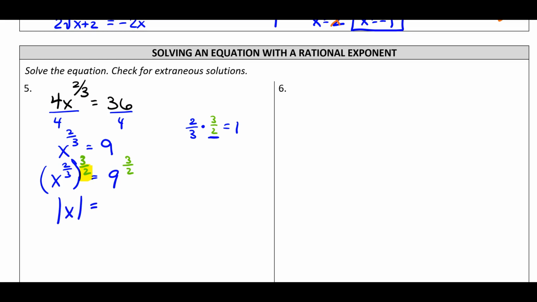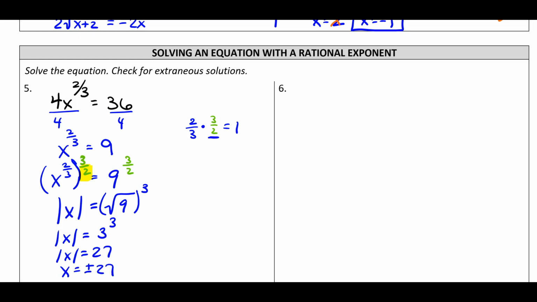Okay. Now on the other side, we're going to have the square root of 9 cubed. So notice we're taking the square root of both sides. Again, this is the reason why we need the absolute value. So we have the absolute value of x equals 3 cubed. So the absolute value of x equals 27, which means x equals plus or minus 27.